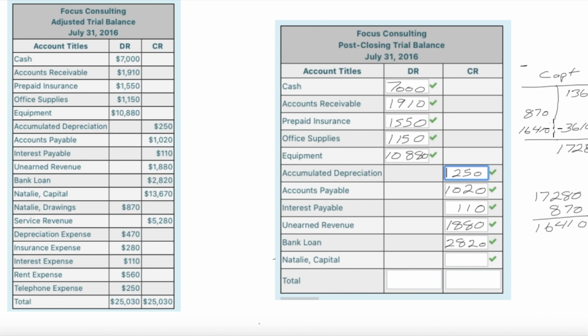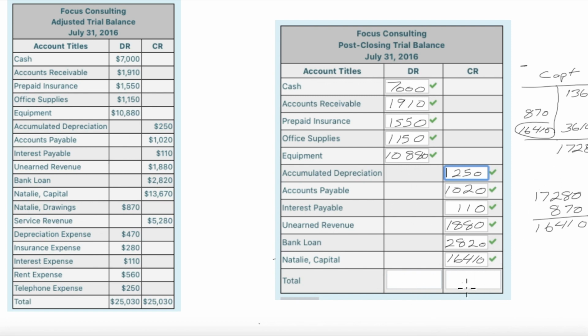So this is the amount that we need to record because it's on a credit. Because it's on this side, right? We need to zero it out or adjust it accordingly. So in order to do that, the adjustment would be on the credit side. 16,410. All right, and that's how we came up with that number there.